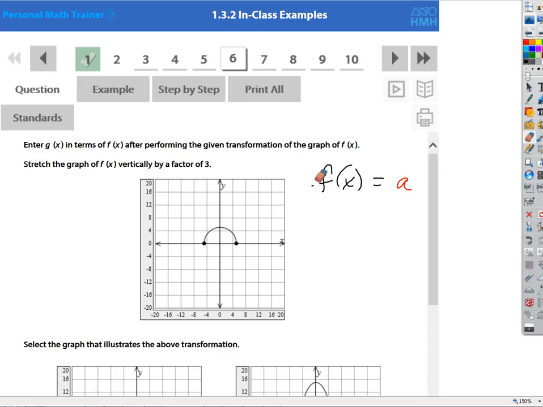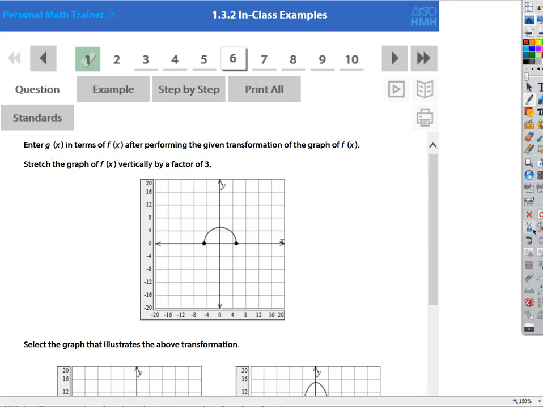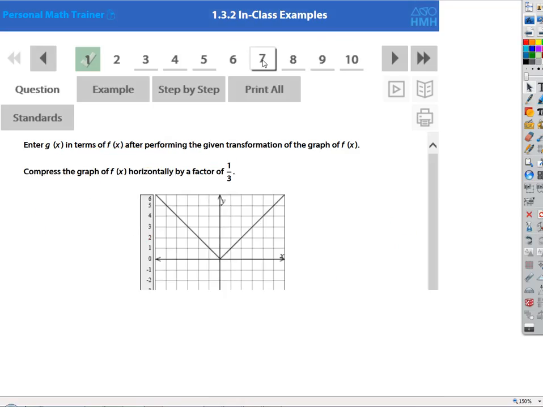That's supposed to be a G. Sorry. Let's fix this. So my new function g of x is going to be a times my parent function f of x, right? So what's the value of a going to be based on what we're trying to do? 3. Okay, so this is saying a equals 3. So what's our answer going to be? G of x equals what? What is it going to be? 3 times f of x, right? That's it.